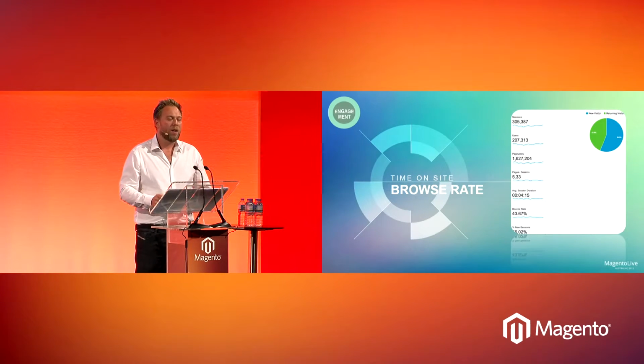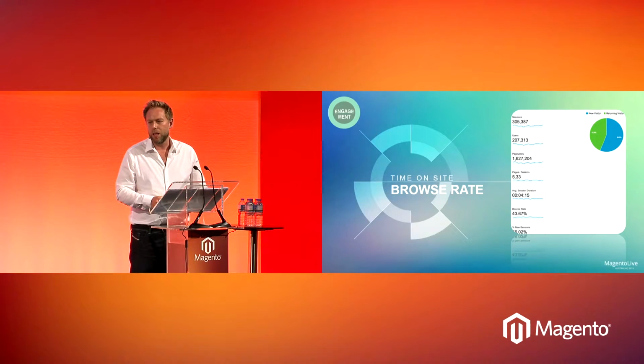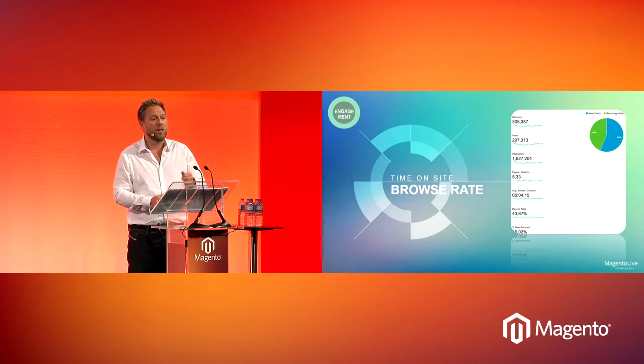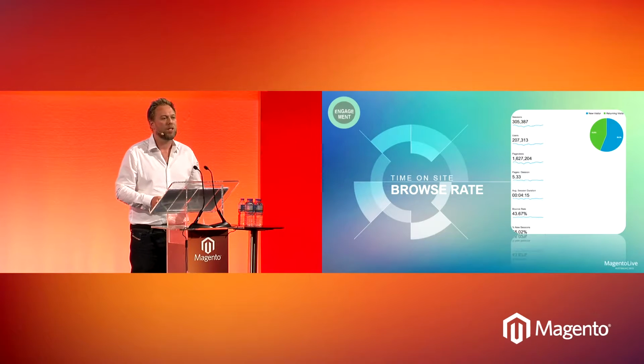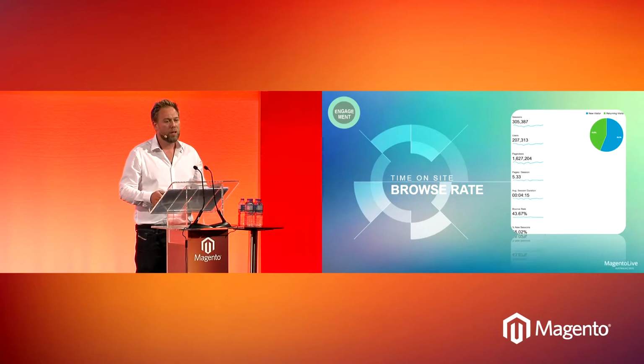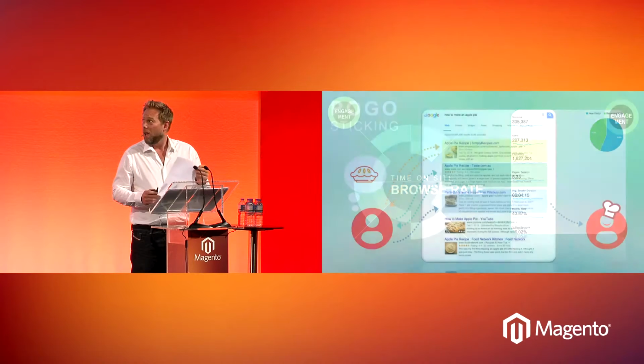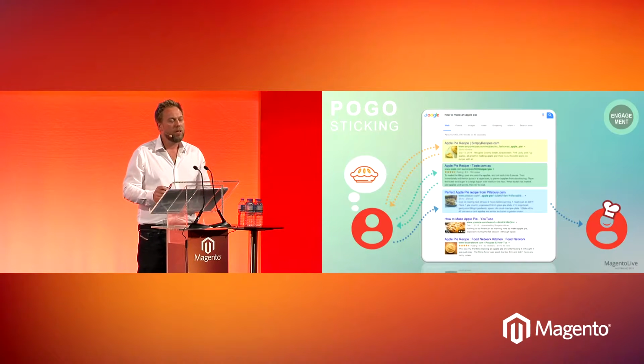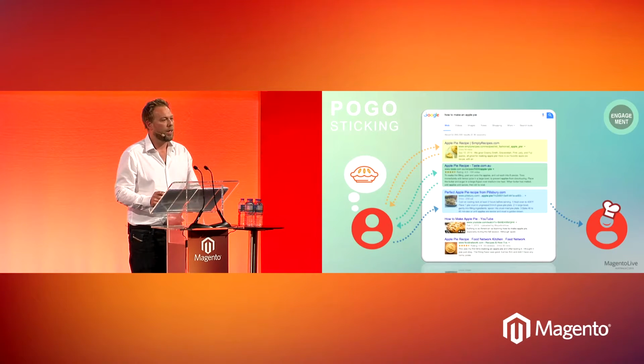So the first one is browse rate. So when Google sends you to a site, it wants to see how many pages deep you're going in on that site. It wants to see how much time you're spending on that site. And it's looking at things like bounce rate. And it's doing that for a reason. It's trying to identify a behavior known as pogo sticking.